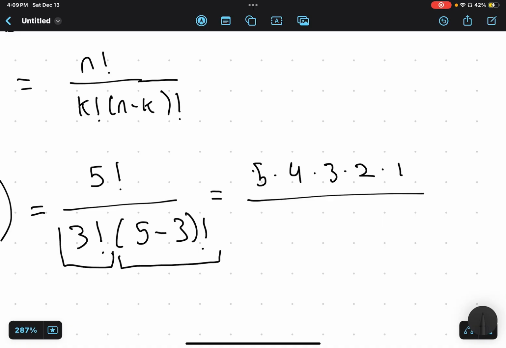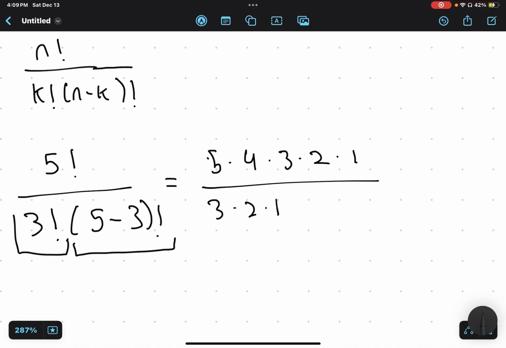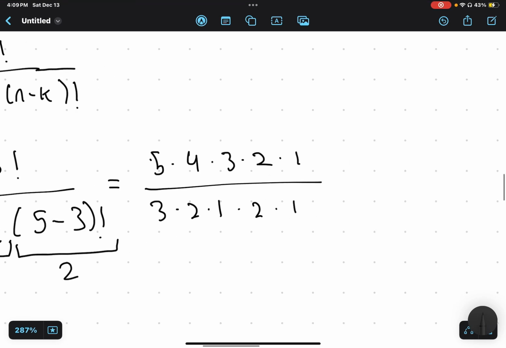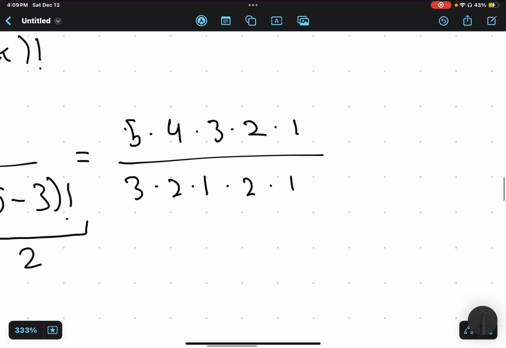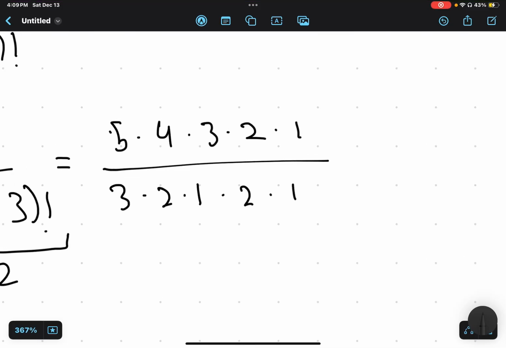So these are 2 different factorials. Now we're going to have 3 factorial, which is just 3 times 2 times 1, very easy. And then 5 minus 3 is 2, so we're going to have 2 times 1. That should be pretty easy. You can just multiply this out. This is a very easy scenario, 5 choose 3. But a little thing I like to do when the numbers are bigger, and sometimes I have to use a calculator, is cancel out like terms.